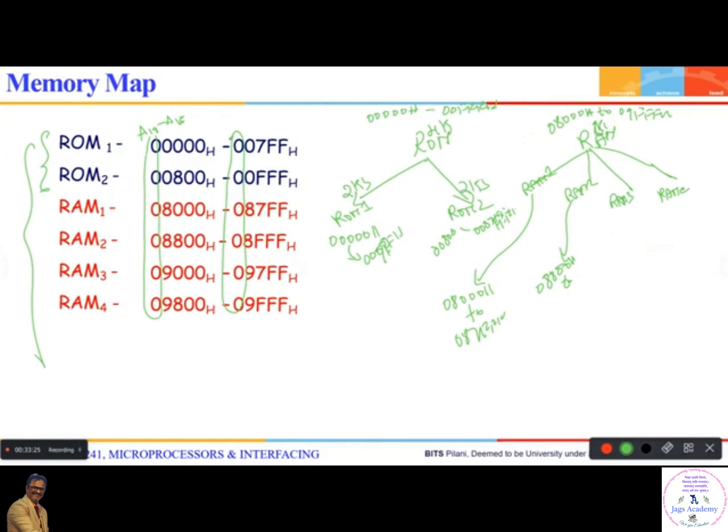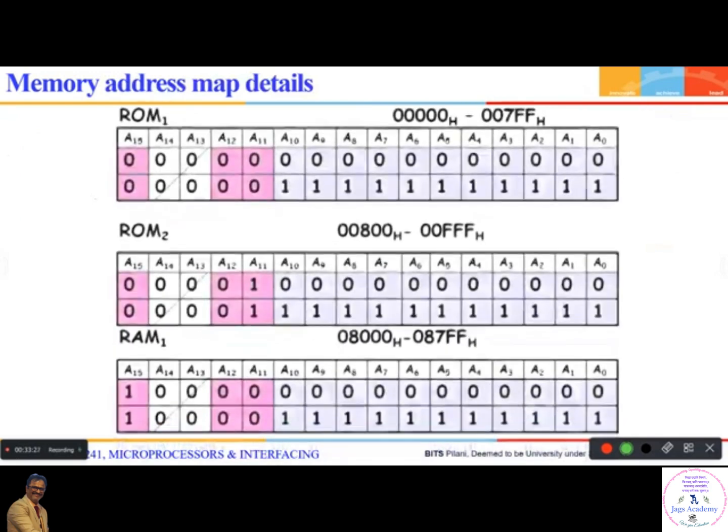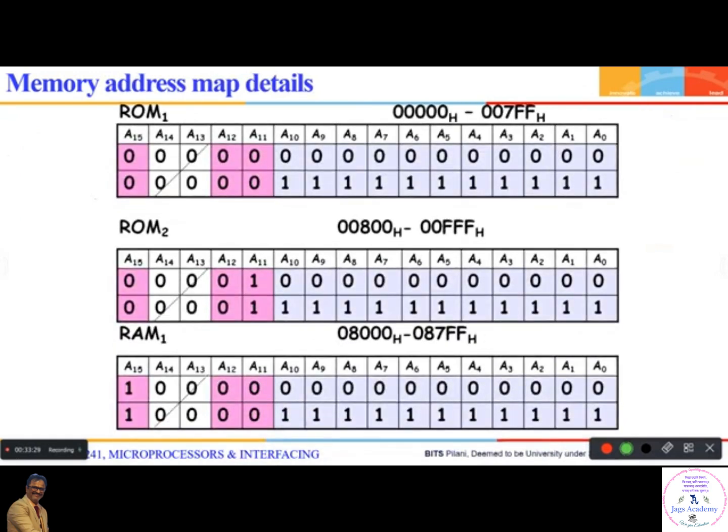So the next method is for getting the table. Can you get this table? See here. This is for ROM1, ROM2. I have not written A16 to A19. Why? It's understood it's all 0. Hope all of you are understanding this, right? Okay. So this is very important.